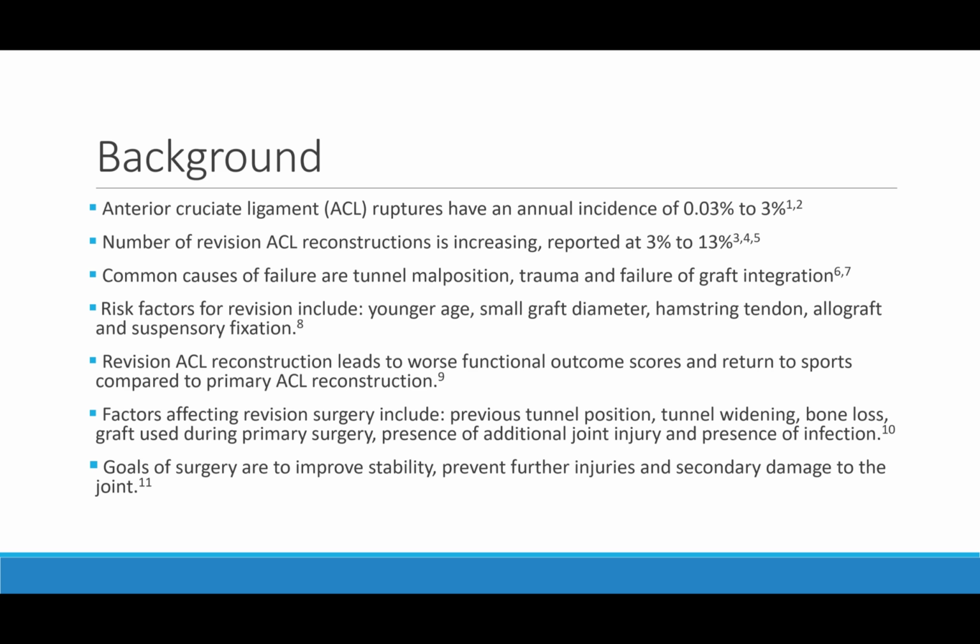first time. Factors that can affect the planning of revision surgery include assessing the previous tunnel position and tunnel widening, bone loss, and which graft was used in the initial surgery, and the presence of any associated injury or infection. The goals of revision surgery are much the same as primary reconstruction, with the aim of improving stability to allow return to activities and prevention of further injuries and damage to the joint.